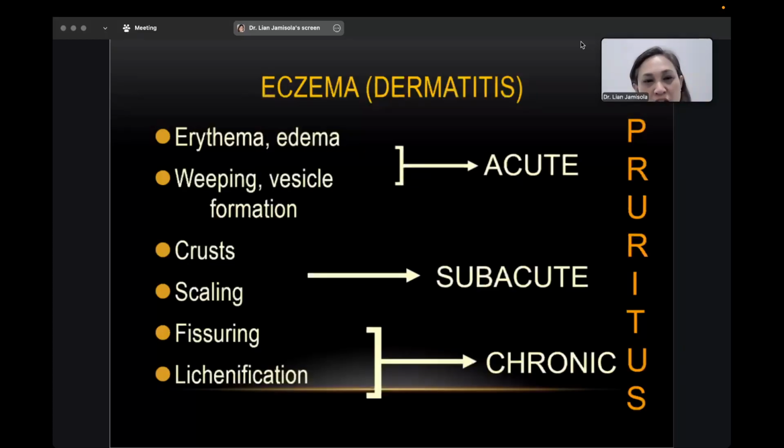Okay, so the first stage, the acute, what you will see are the lesions are erythematous, edematous, they are weepy, so medyo basa, no? And can have vesicle formation. When they progress to subacute stage, then there come your secondary skin lesions, if you remember your primary and secondary skin lesions. So for subacute, there will already be crusts and scaling as your secondary skin lesions. And for chronic stage, the secondary skin lesions that you will find are fissuring and lichenification. Okay, so in all of these stages, pruritus is a prominent feature.